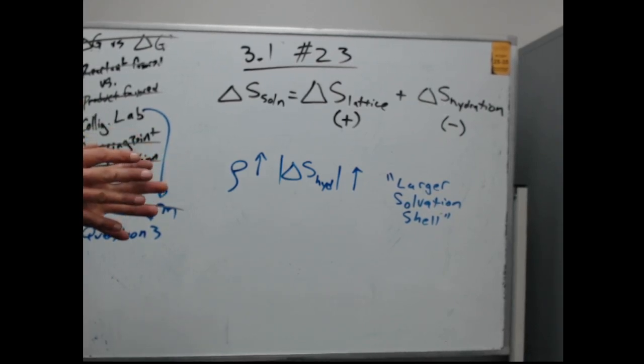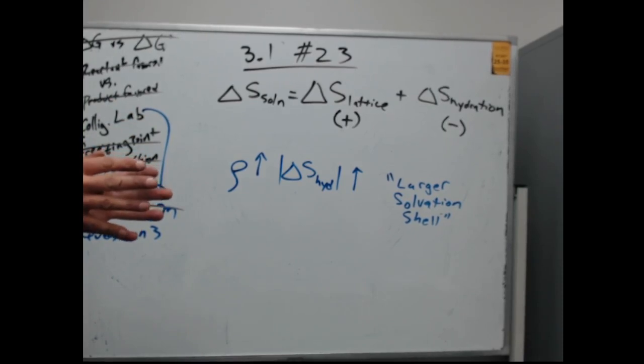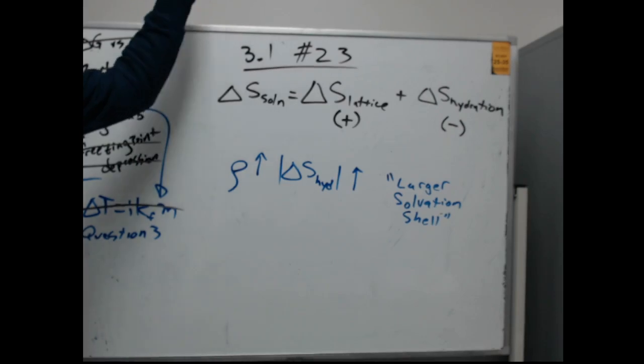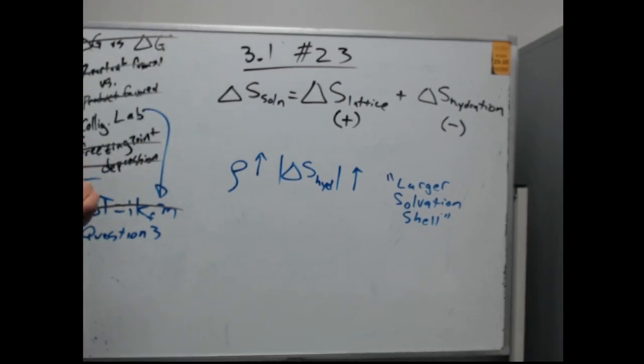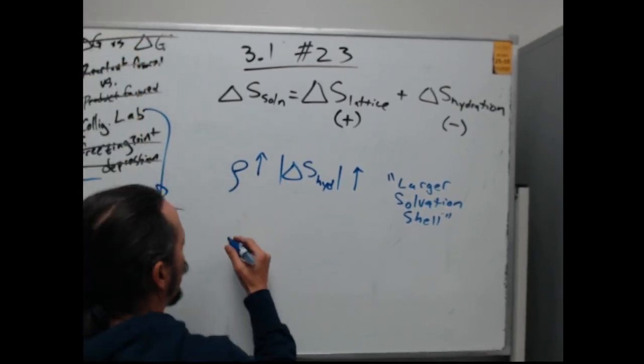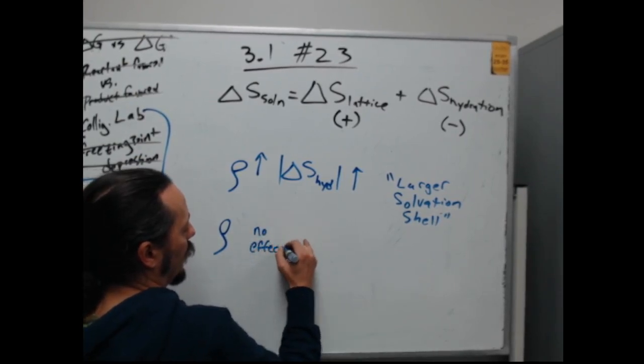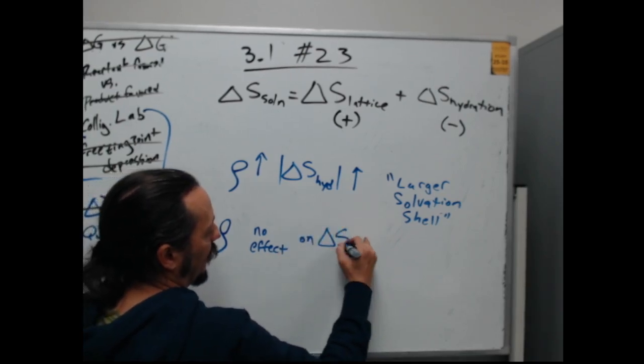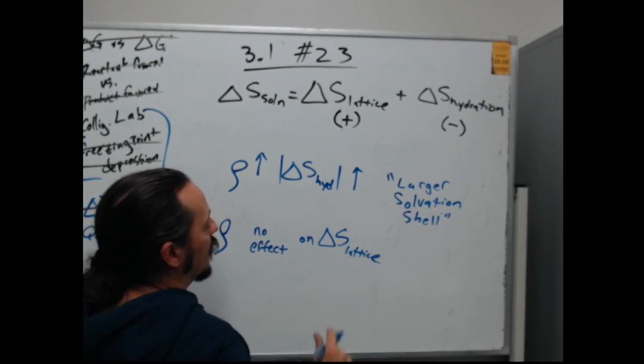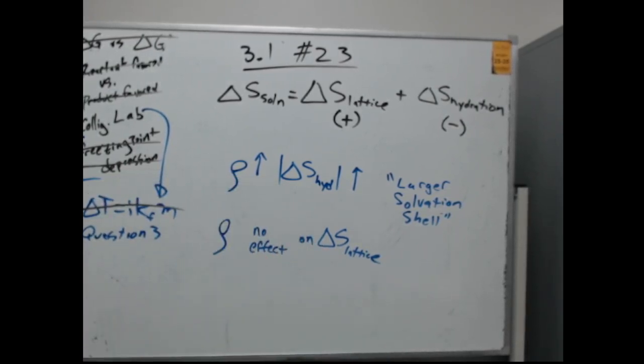Now, we've got our crystalline solid. Let's say it's 1,000 ions. We break the 1,000 ions up. Does it matter if they're plus 2s and minus 2s? Still 1,000 ions. Charge density has no effect on the lattice entropy.